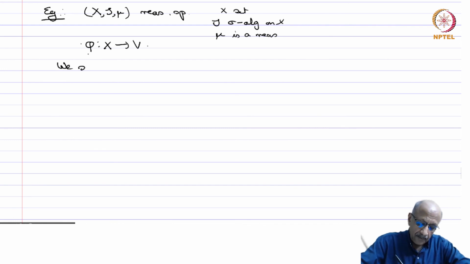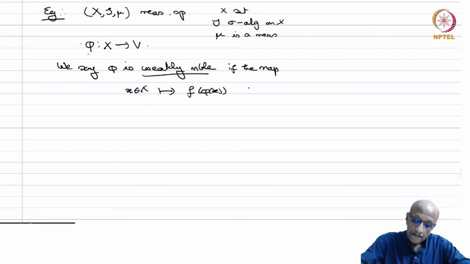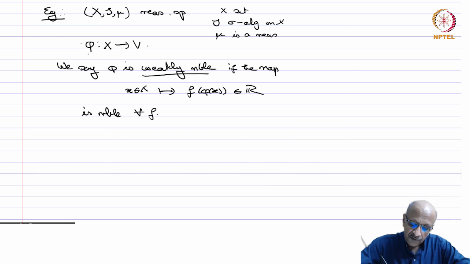We say phi is weakly measurable if the map x in capital X going to f of phi of x in R, a real valued function, is measurable for every f in V star.